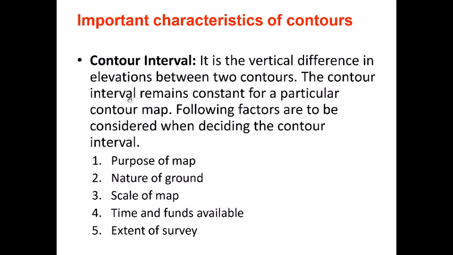So the contour interval remains constant for a particular contour map. Once you've chosen that, you cannot change it for different parts of the land. And the following factors are to be considered when deciding the contour interval, because this is the most important factor that you have to decide, because it really increases or reduces the amount of work that you have to do. And depending on the purpose of the map or the project, it might not serve the purpose if you take a wrong contour interval. So the factors on which this depends are: the purpose of the map, nature of the ground, scale of the map, time and funds available, and extent of survey.